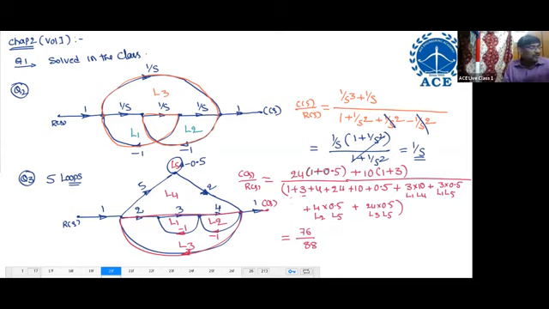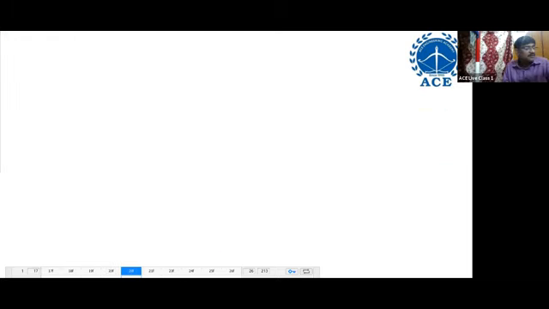Next, fourth bit you can solve by yourself. Just go by signal flow graph, you will get the answer. Just 2 forward paths. I think 5 loops are there. L1, 1, 2, 3. Yes, 5 loops are there. You try to solve it, you will get the answer.